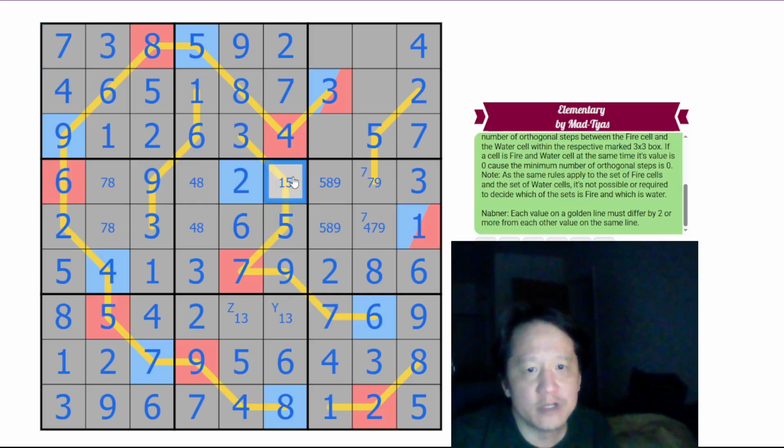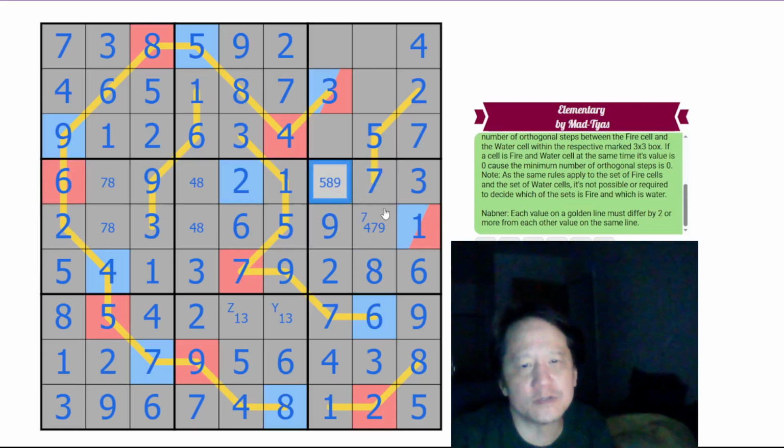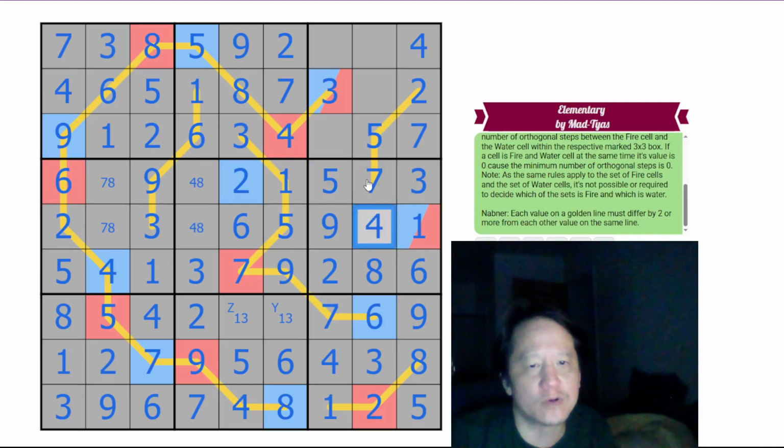1 eliminates 1 here, so it's 5 and 1. This can't be 5. 9 eliminates 9 here, so that's 7. 8 eliminates 8 here, so it's 9. This can't be 8 or 9, it's 5. This can't be 7 or 9, it's 4. 7 eliminates 7 here, so it's 8 and 7. 8 eliminates 8 here, so it's 4 and 8. 3 eliminates 3 here, so it's 1 and 3.